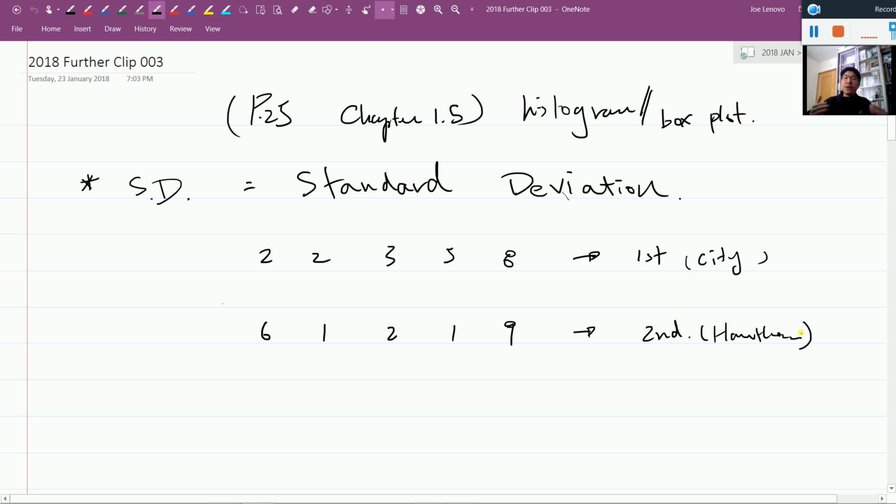Now we compare the 2 sets of data, and I'll ask you a question. Compare the spread. Which one is closer together, and which one is a bit further away?